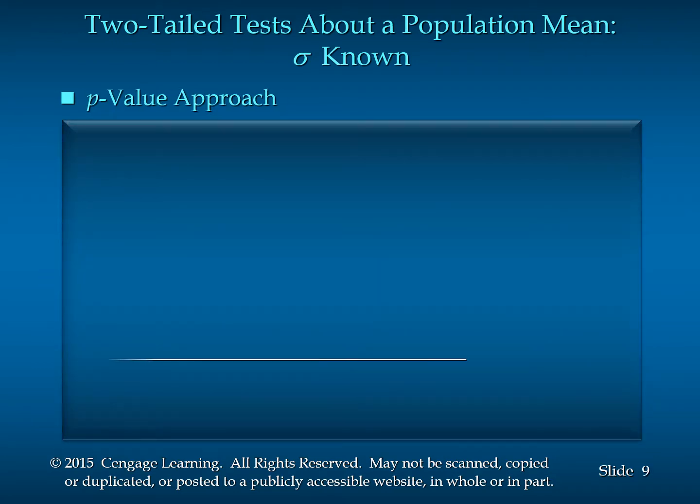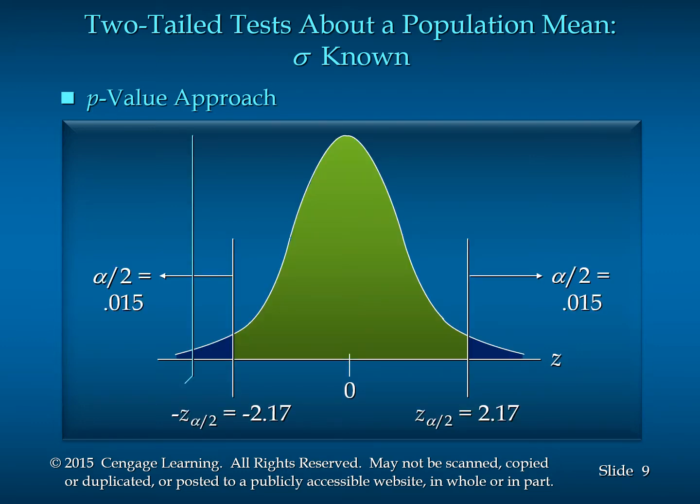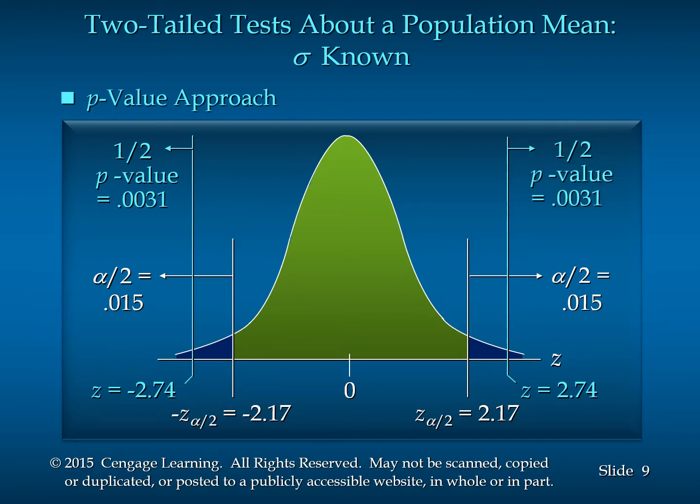It's frequently easier to understand a hypothesis test if we draw the normal distribution and the critical values. This shows that the p-value, which is double 0.0031, is less than the significance level of alpha. Now, if we were to actually compare half of the p-value, 0.0031, it shows that it's also in the extreme tail of the distribution beyond the critical point. Therefore, we reject.